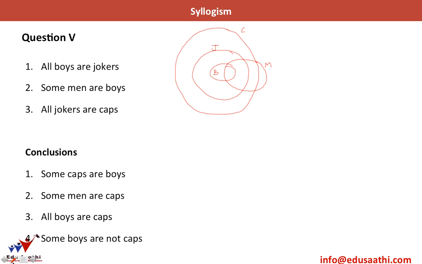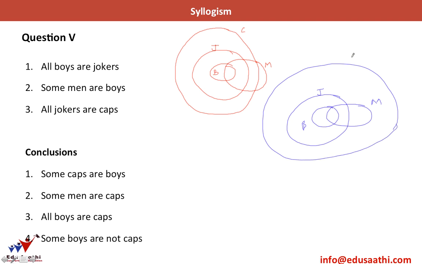If you didn't get it, I'll just change the ink color and show you what I'm trying to say here. So for example, I have a boy here, and then I had all boys are jokers, then I had few men are boys, and all jokers are caps. Now I could also have drawn a circle like this which takes care of men also, but this would be an extreme case that all men are also caps. It is not important that all men would be caps. So this diagram is incorrect, because you always take the limiting case or the middle case. This is an extreme case.